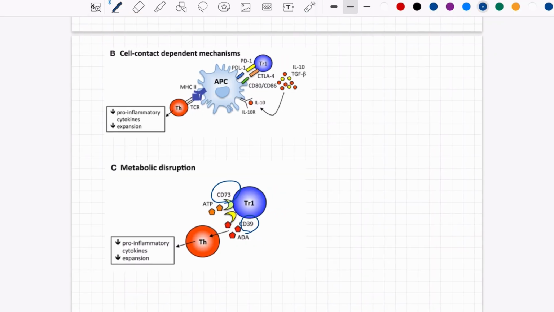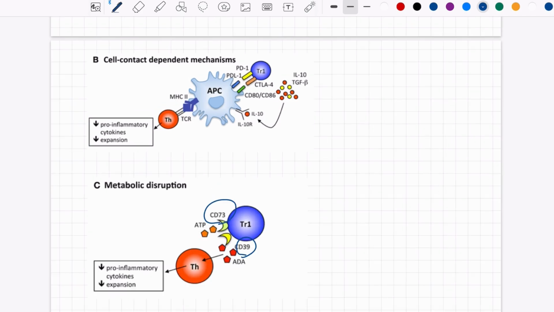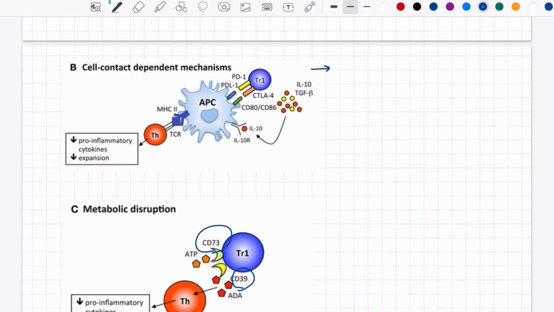In this video we're going to look specifically into mechanisms in panel B and C, which are cell contact dependent mechanisms and metabolic disruptions. Firstly, in cell contact mechanisms, these type 1 regulatory T cells can also regulate immunity through direct cell-to-cell interactions. And how they do this is they essentially use surface receptors like PD1 or CTLA4 in order to bind to their corresponding molecules, which are PD-L1 and CD80 or CD86. And these surface molecules are essentially on the APCs, which are antigen-presenting cells.